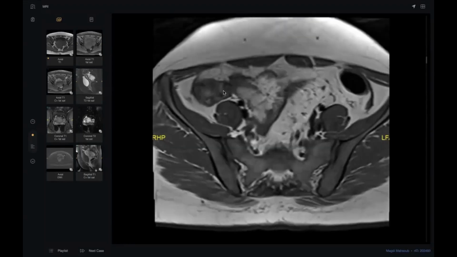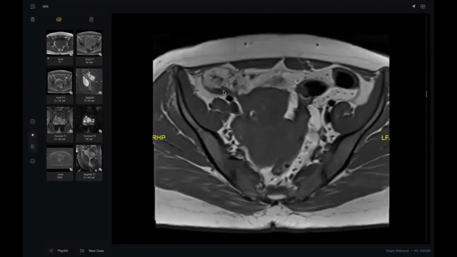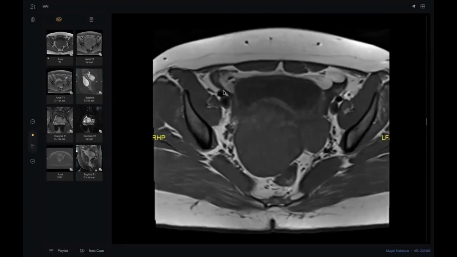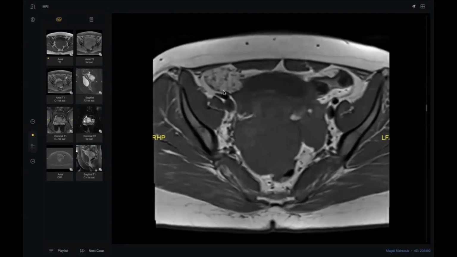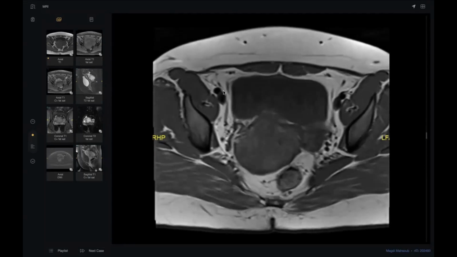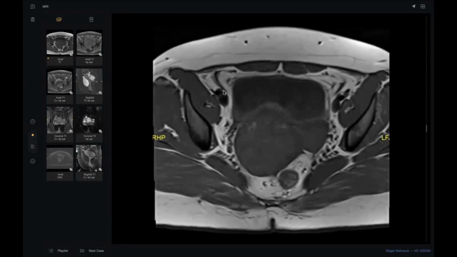I can see a complex T1 low intensity lesion placed in the cul-de-sac. It is surrounded by a capsule, and I'm trying to find its exact location. It could be from the ovary.